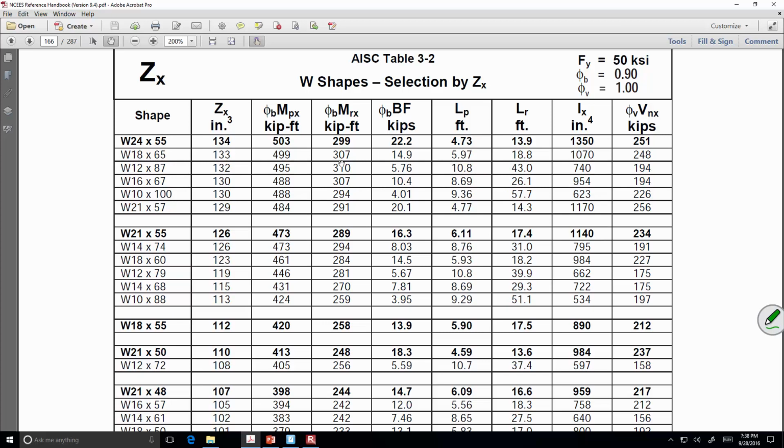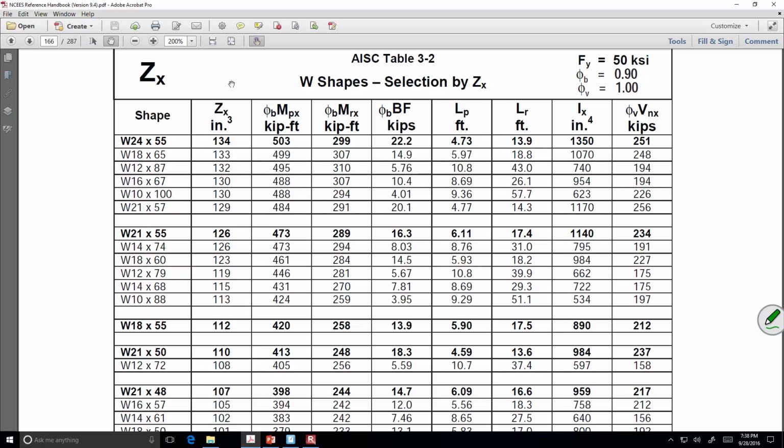I want you to pay attention to this group right here. What's special about the top shape versus all the others? It's the lightest, right? This is a W21 by 55, 55 pounds per foot. This costs less money than the W12 by, say, 79, 79 pounds per foot. Make sense? Okay. Keep that in mind, the bold shape.